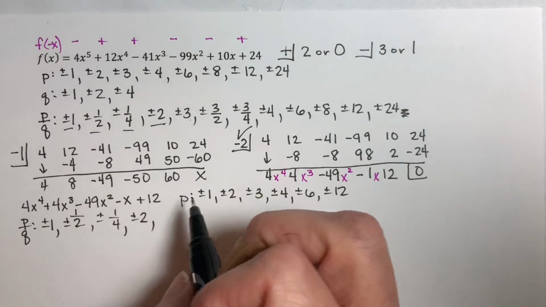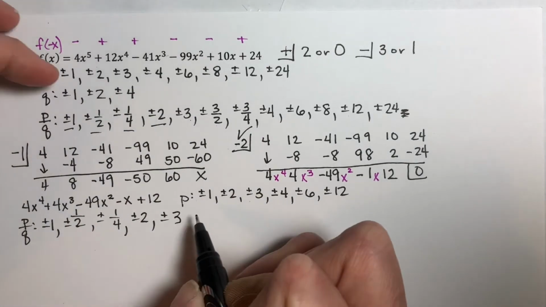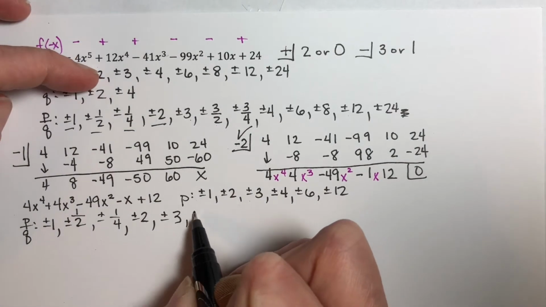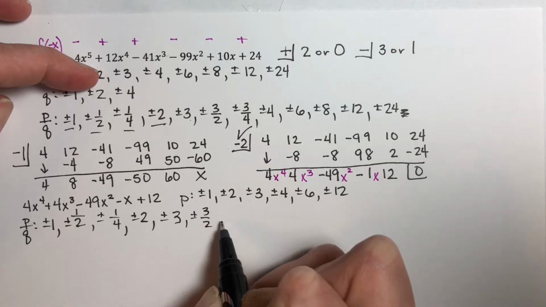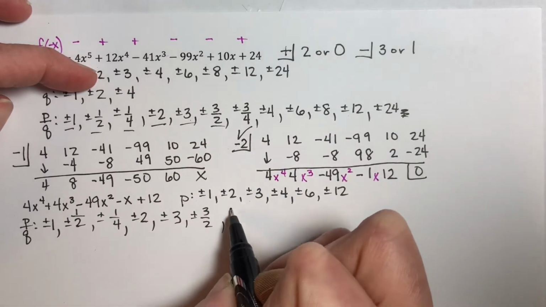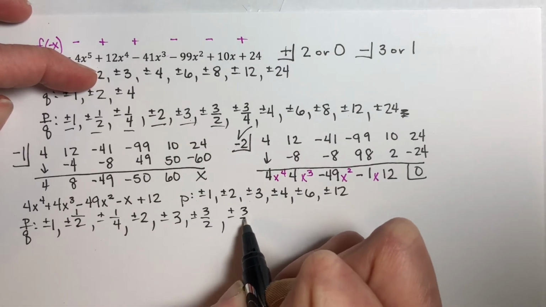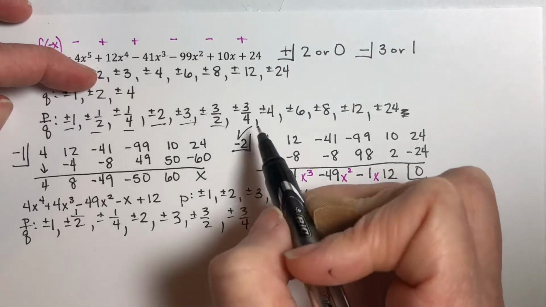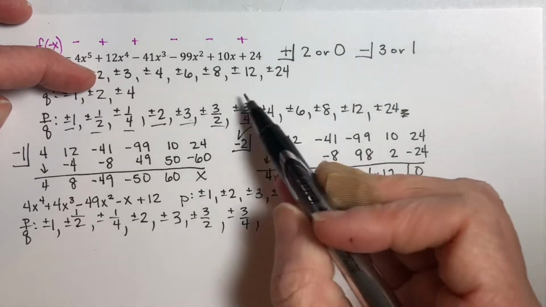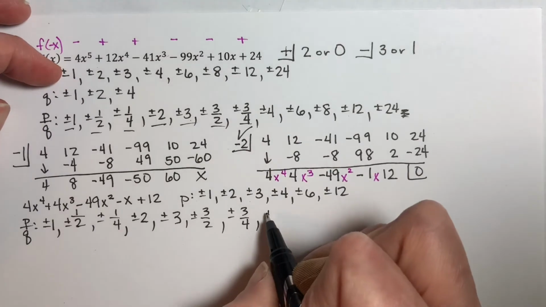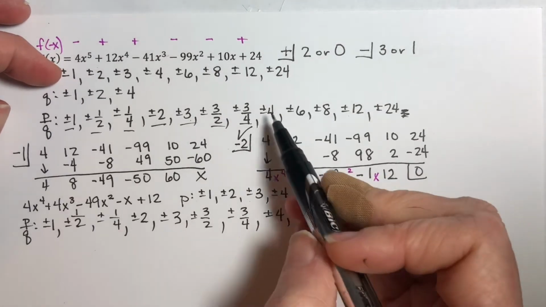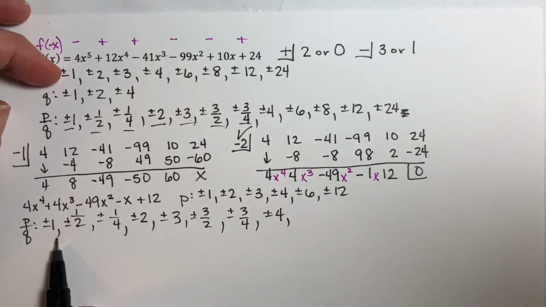So 3 over 1 is 3, 3 over 2. So I have that one and that one. I have 3/4. Okay, I have the 4 still, so I have 4 over 1. And then 4 over 2 is 2, 4 over 4 is 1.